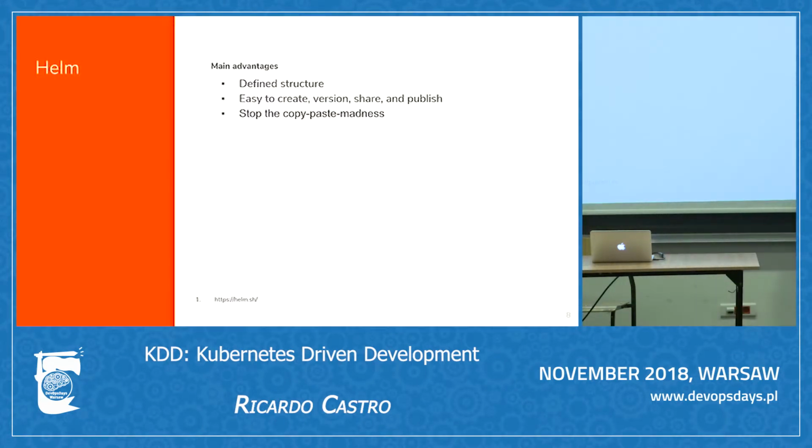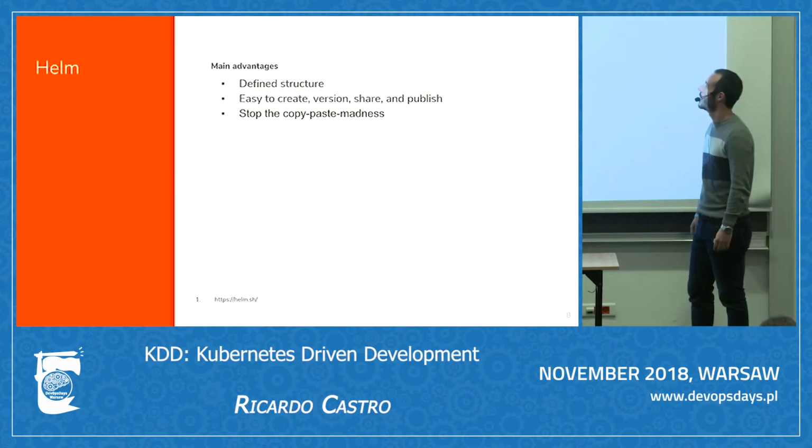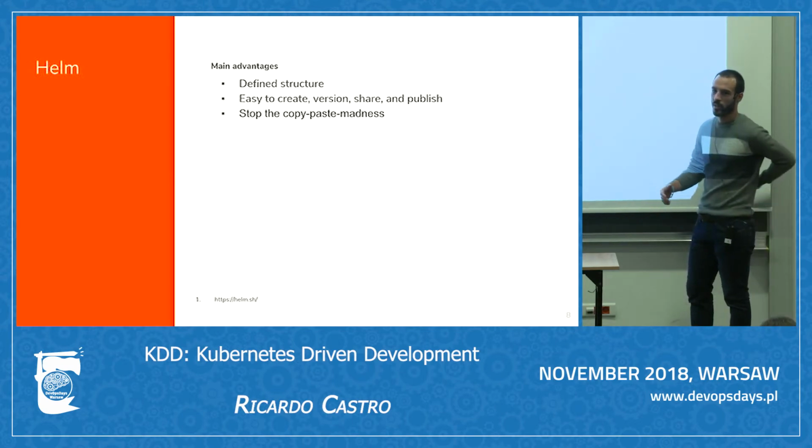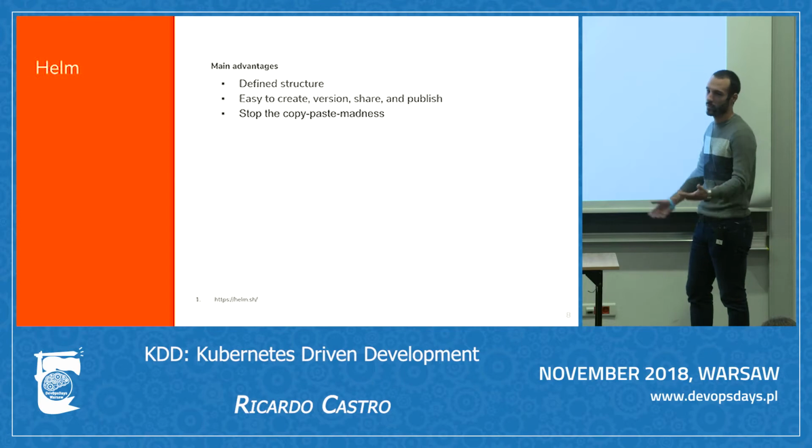So it defines the structure. It has a very concrete definition. It's easy to version and share and publish. So you can package those services and share them with everyone. And for me, one of the most interesting features was stopping the copy-paste madness. So you could have your version of your application for staging, sandbox, production, feature branches, and you can just feed a chart with some config values, and you're good to go.